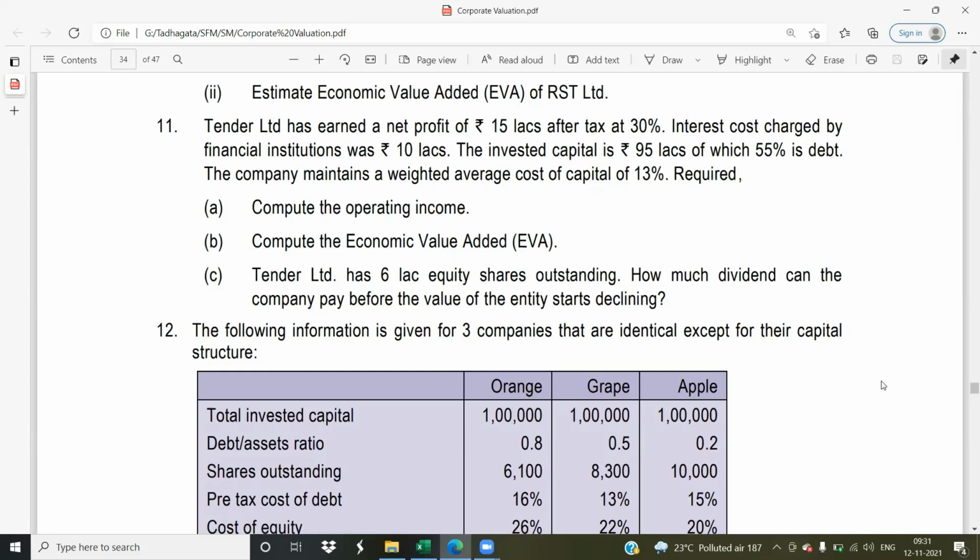We need to find out operating income, EVA, and max dividend that the company can pay before value starts declining. Okay, so how do you find out the operating income? We have PAT. So with that, we'll find out PBT. Then PBT plus interest, we'll get operating income. Then what is the EVA formula? NOPAT minus WACC into invested capital. So you have WACC, you have invested capital. And what is NOPAT? NOPAT is nothing but operating income net of tax, right? So you get EVA. So what is the max dividend that you can pay? That is EVA by number of shares. Okay, now let's put this on Excel.